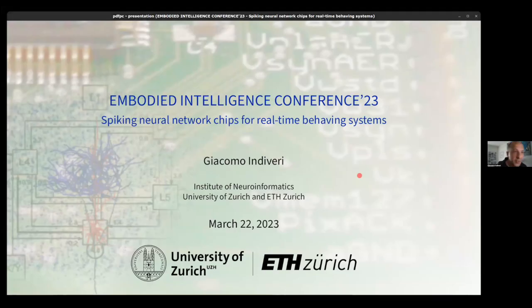Okay, so this was a perfect introduction to this very short presentation as well. It's about the hardware implementation of the brains of these embodied robots, or if you want, spiky neural network chips.